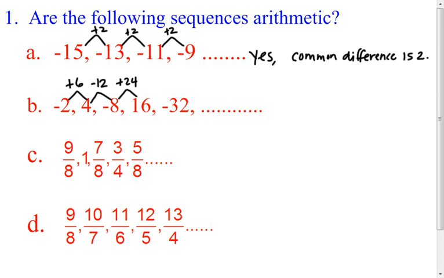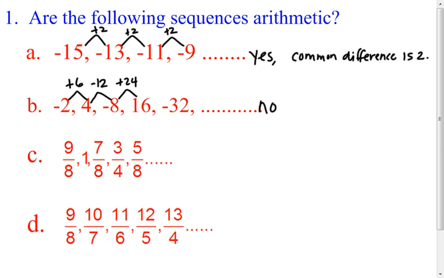There definitely is a pattern to this. In fact, your pattern is that you're multiplying by negative 2. Negative 2 times negative 2 is 4, times negative 2 is negative 8, times negative 2 is positive 16. So there is a pattern to it, but it is not arithmetic because you are not adding or subtracting the same number each time.